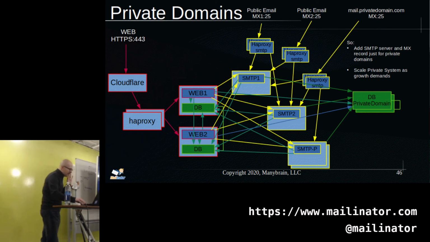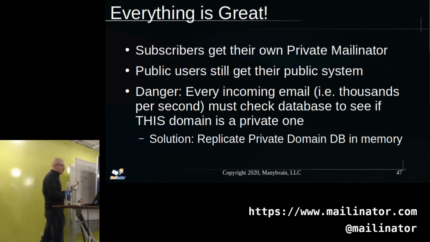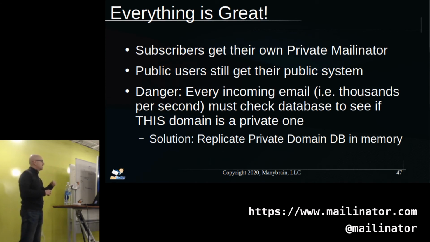All right, everything is great, right? Subscribers get their own private Mailinator. Public users still get their public system. One issue I ran into right away: I told you that user database basically got no traffic. Well, now all of a sudden, every incoming email that wasn't to Mailinator came in to some other domain. Was that a private domain, or was it one of these 1900 that the world just used? I had to go hit the database to find out. So all of a sudden, I was hitting that database for every incoming email. Well, that's not going to fly.